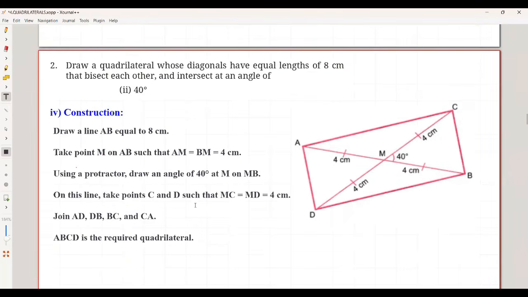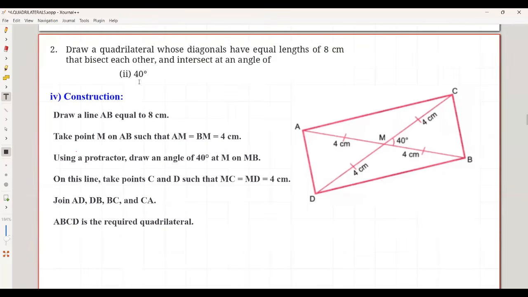So we can go with the second one. Here in the second one the angle is given as 40 degrees, and the length is given as 8 centimeters. First draw a line segment of 8 centimeters. Next mark the center as M, which is 4 centimeters. From the point M, take 40 degrees using the protractor.